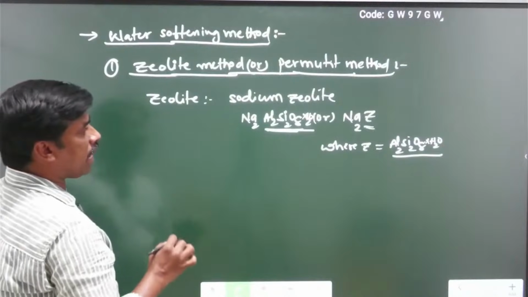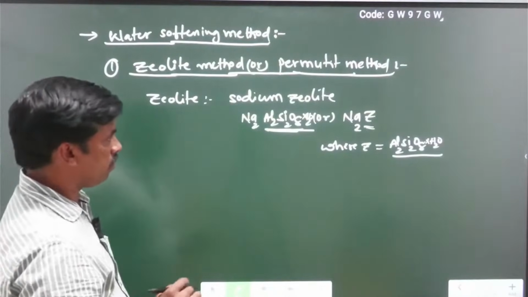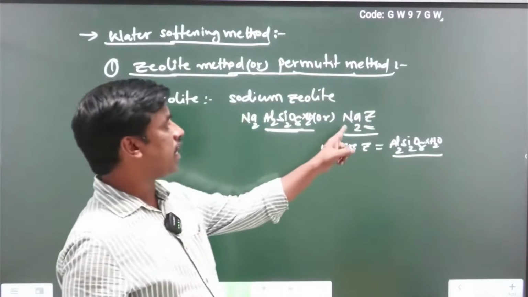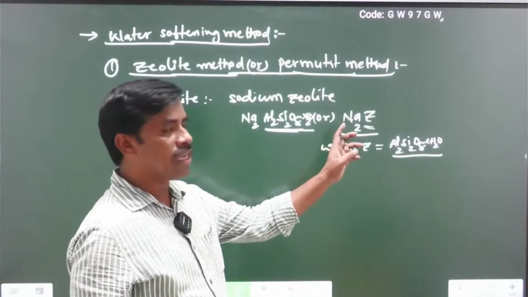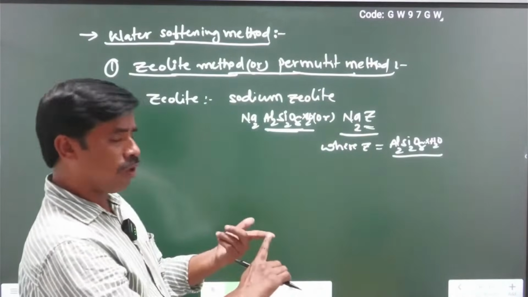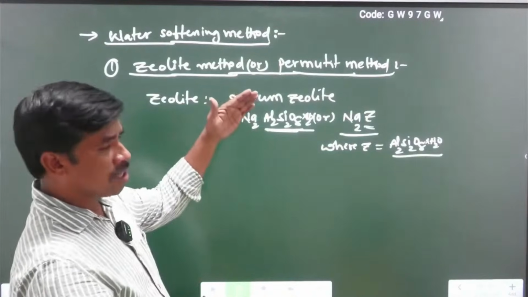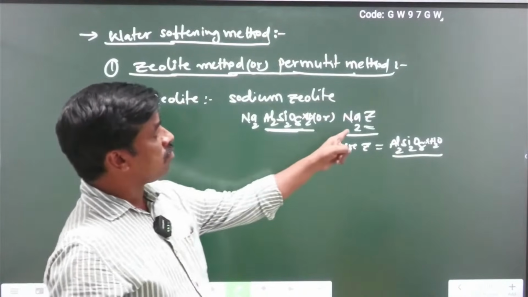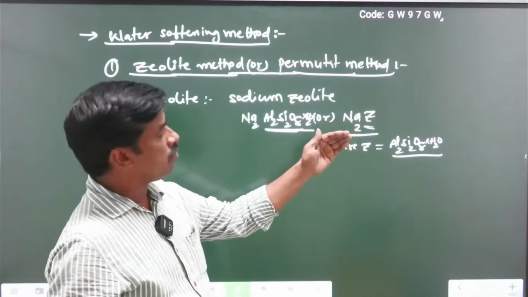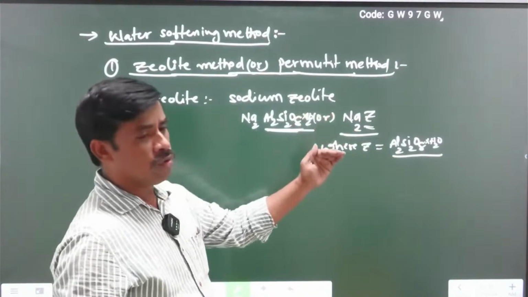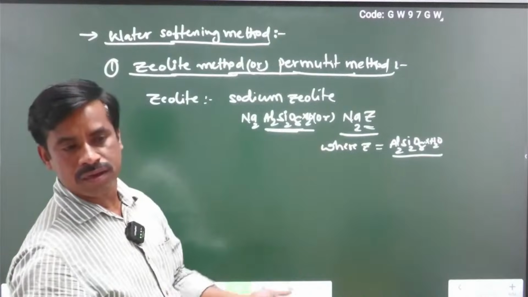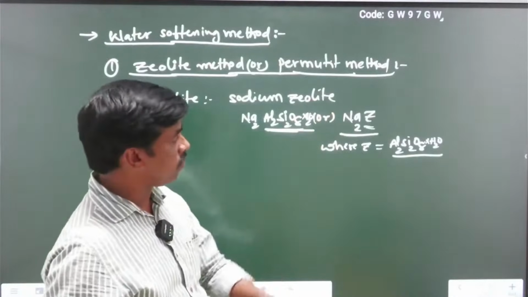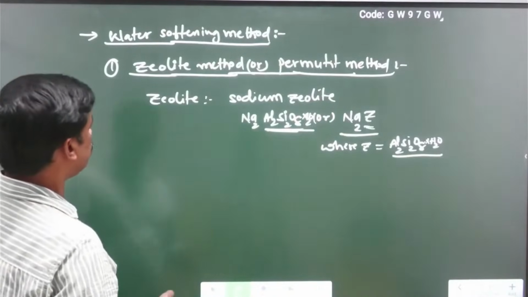The zeolite has a small microporous structure. This compound can act like a filter. Whenever water comes towards the zeolite, it allows only water molecules and does not allow dissolved and suspended impurities. They are stopped on the surface of the zeolite bed.